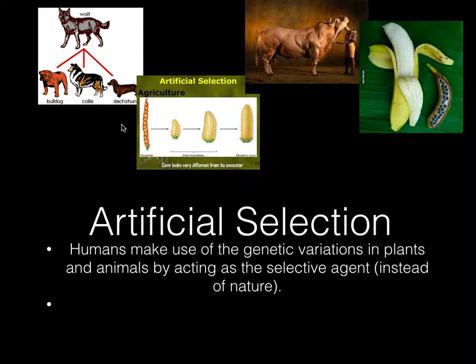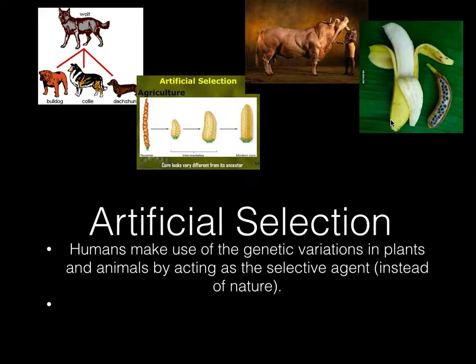So you see here, we have corn. Thousands of years ago, this is what corn looked like. And through artificial selection, or humans manipulating corn, we now have modern corn that looks like this. So this was manipulated by humans. Same with this banana here. This is a wild banana, has seeds throughout the banana, and we have modified it basically to look like a modern day banana.